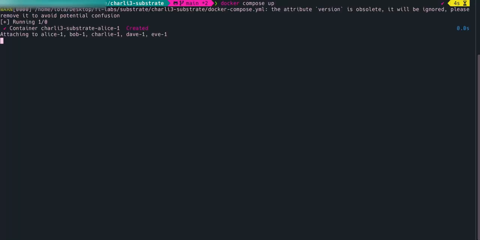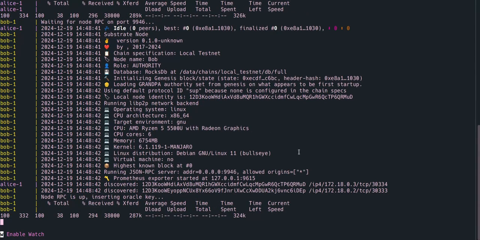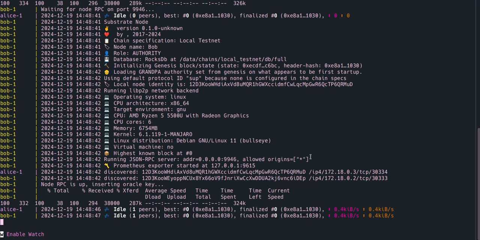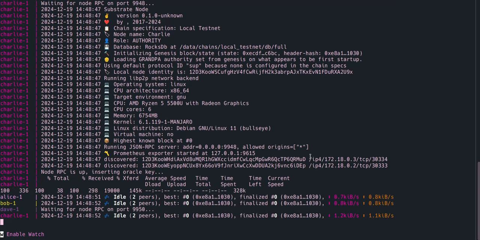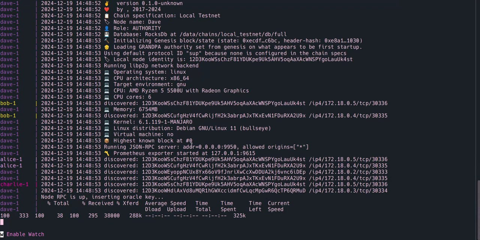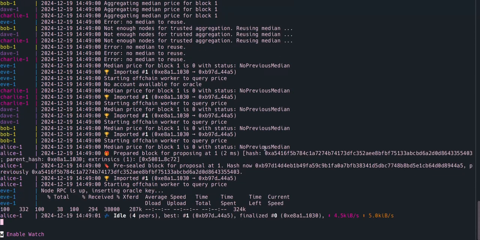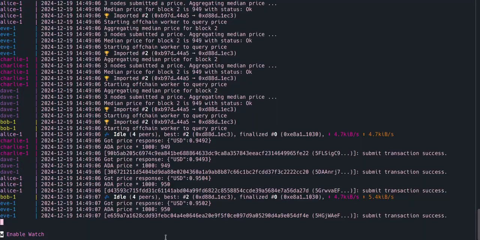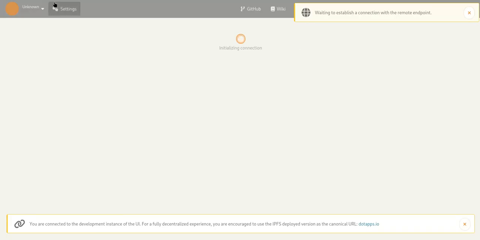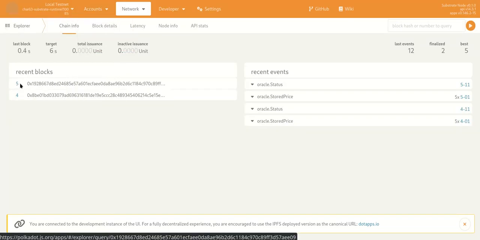So I'm just going to run it. As it starts, we can see the logs for the genesis of the blockchain for each node. And as they start connecting, we can see the logs of the different off-chain workers being triggered to query prices. Here we can see they've discovered each other, and soon we'll start seeing queries, like here. So let's move on to the portal. And here we can start seeing the events.